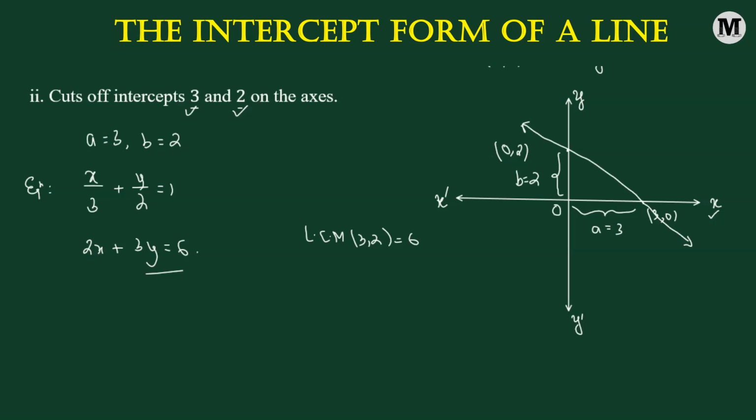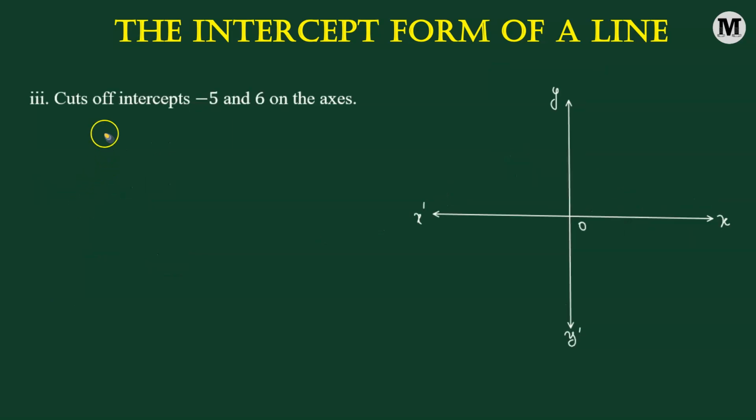Okay, let's go to the third problem. This time, we need to determine the equation of a line which cuts off intercepts -5 and 6 on the axes. So this means that the a value equals -5 and the b value equals 6. Finding the equation is extremely easy. We'll come to that in a moment. Let's try to understand it graphically.